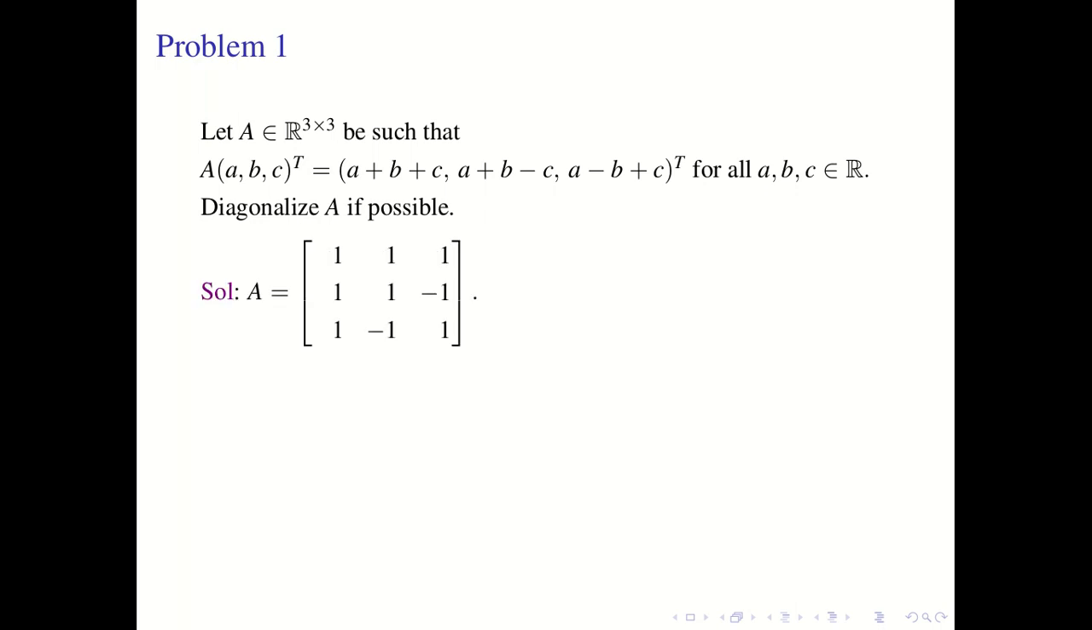So, first understand what A is. A is given by, you can write its columns as Ae1, Ae2 and Ae3. Applying A, you get Ae1 is (1, 1, 1), Ae2 is (1, 1, -1) and Ae3 is (1, -1, 1). So, the matrix A is here and then compute its characteristic polynomial, and you can see that the eigenvalues are -1, 2, 2.